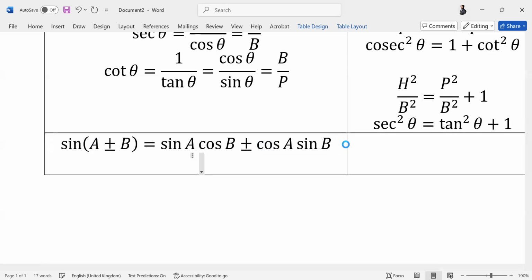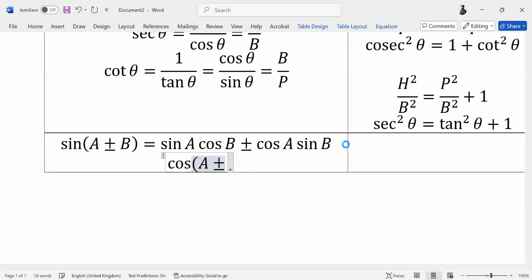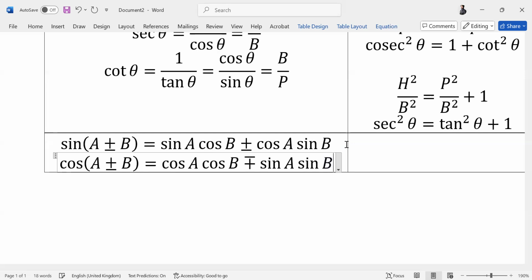Now, what if I have cos A plus minus B? I'll have cos A, cos B. Very good. Minus plus. What does that mean? If I have a plus over there, there will be a minus over here. Brilliant. Sine A, sine B. Note it down. Nothing to worry about.